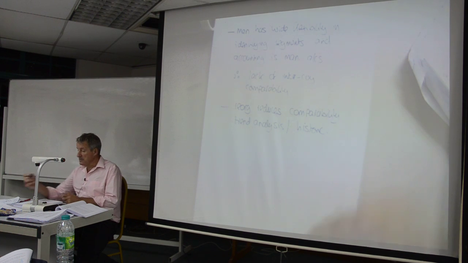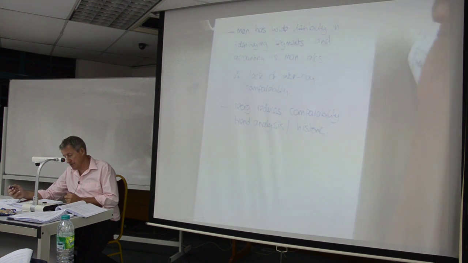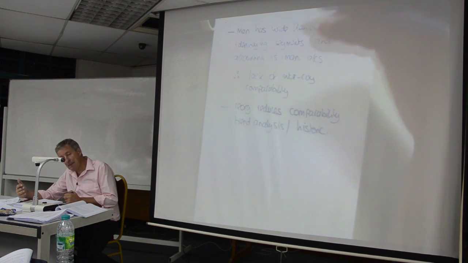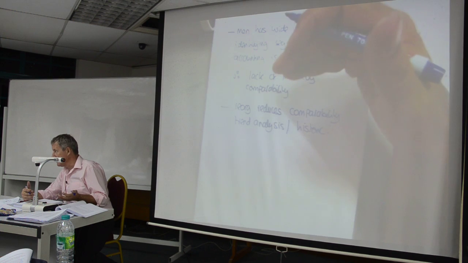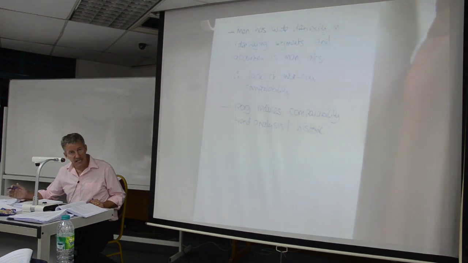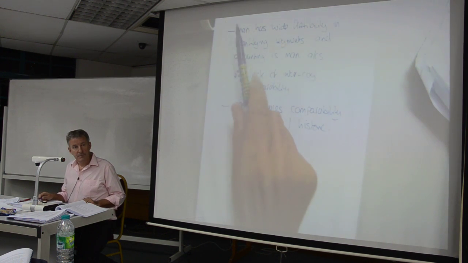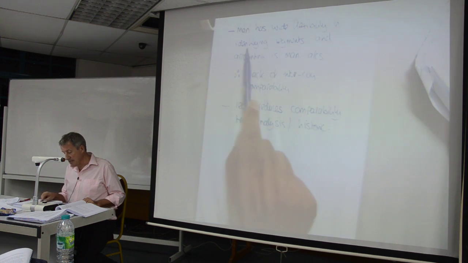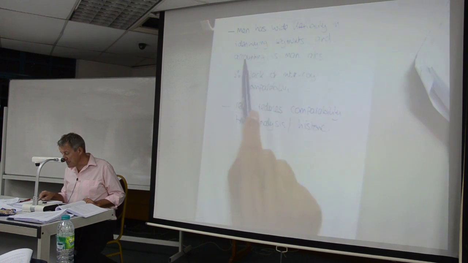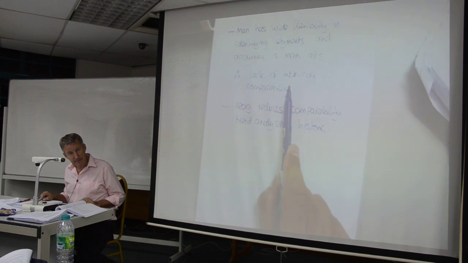Management has wide flexibility in identifying segments, and accounting is management accounts. So there's a lack of intercompany comparability. It's very difficult to compare one company's segment with another company's segment. One more time: management has wide flexibility in identifying segments, and accounting is management accounts. Therefore, there is a lack of intercompany comparability.